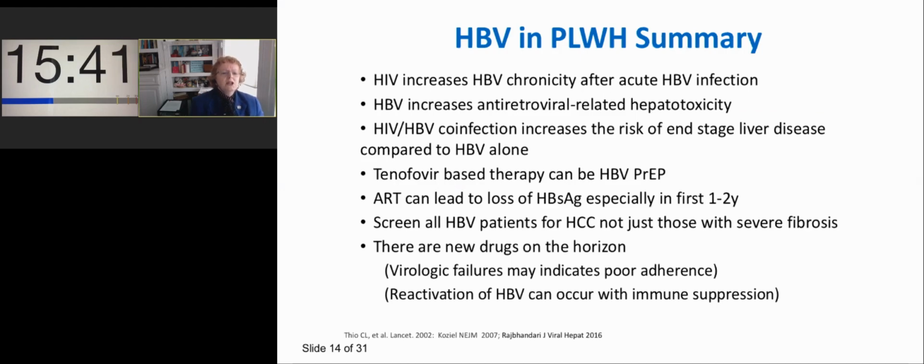So in summary, HIV increases HBV chronicity after acute infection. It increases antiretroviral-related hepatotoxicity. It increases the risk of end-stage liver disease compared to hepatitis B alone. Tenofovir-based therapy can be HBV PrEP. And importantly, ART can lead to loss of surface antigen, especially after the first 2 years of initiation. You should screen all Hep B patients for cancer, not just those with severe fibrosis. So this is different than other causes of liver disease. You can get liver cancer in Hep B with any stage of fibrosis. There are new drugs on the horizon, and reactivation can occur with immune suppression, and I'll talk about that in the breakout.